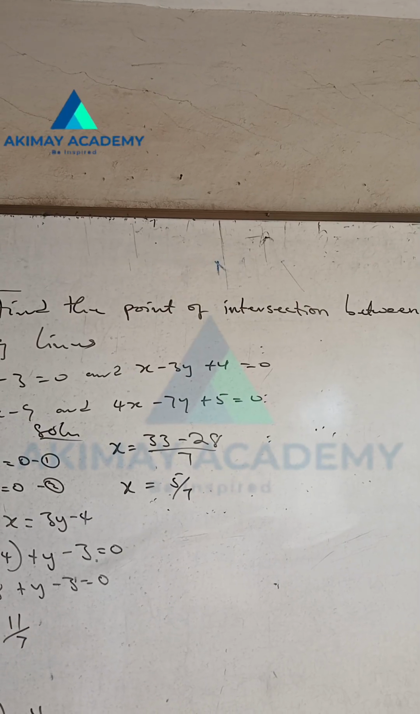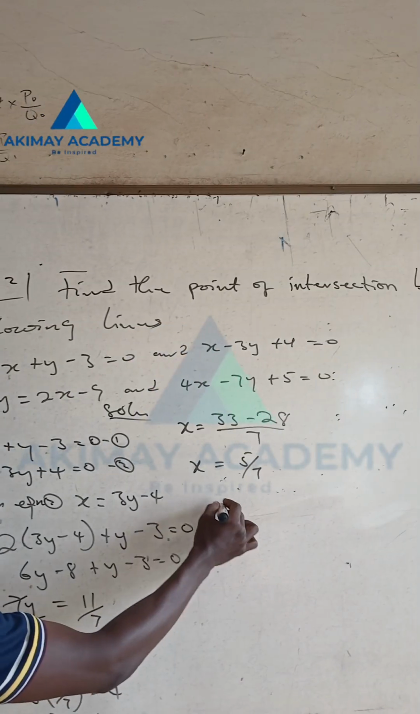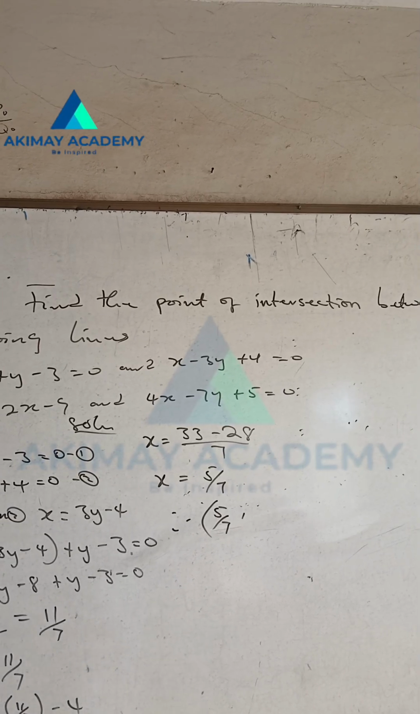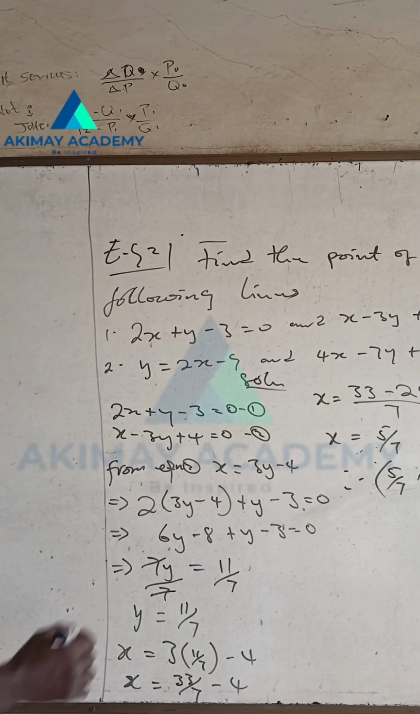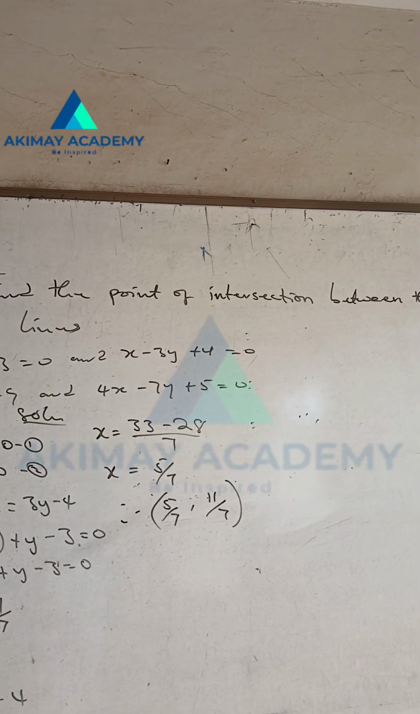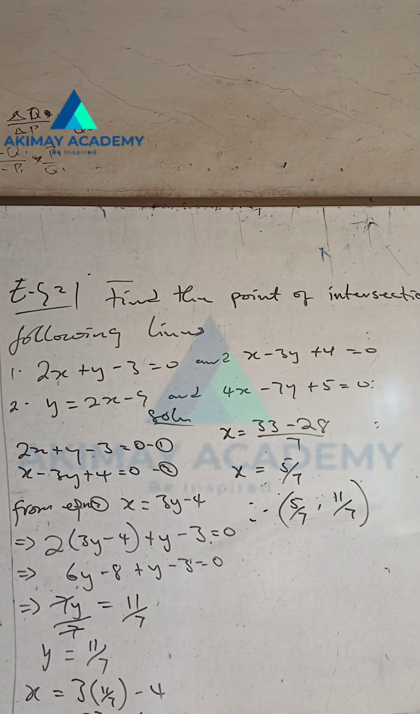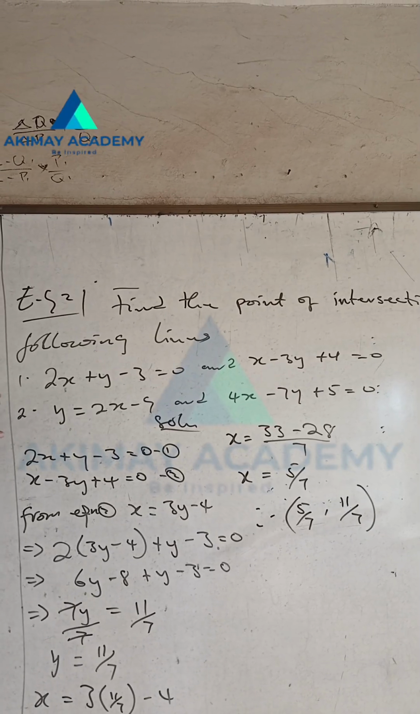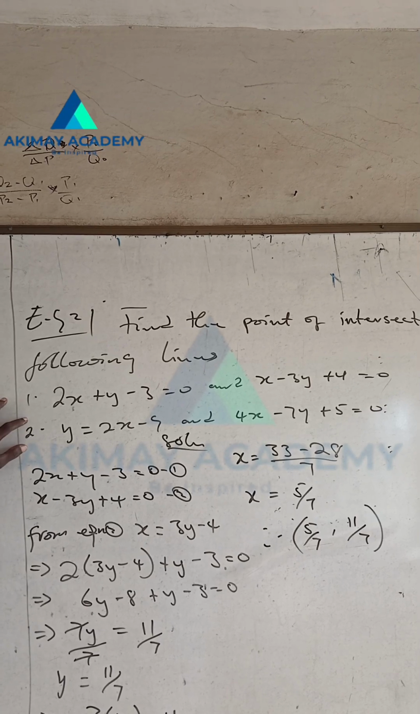So it means the point of intersection of this first system of equations is: x value is 5/7, comma, and our y value is 11/7. And this becomes the point of intersection of the lines 2x + y - 3 = 0 and x - 3y + 4 = 0. I hope with this approach you can try your hand on the second one. This second example, you can try your hands on it.